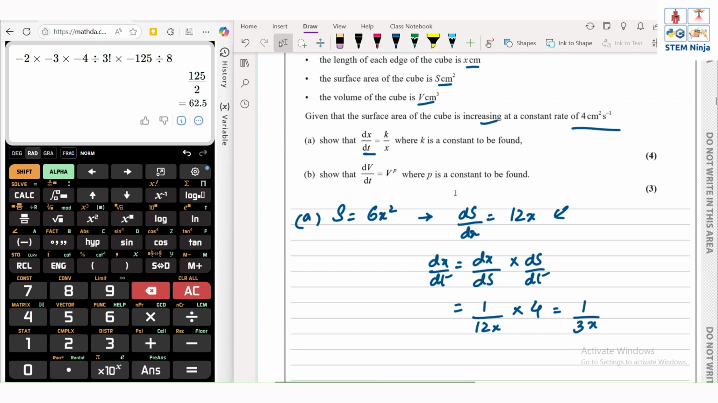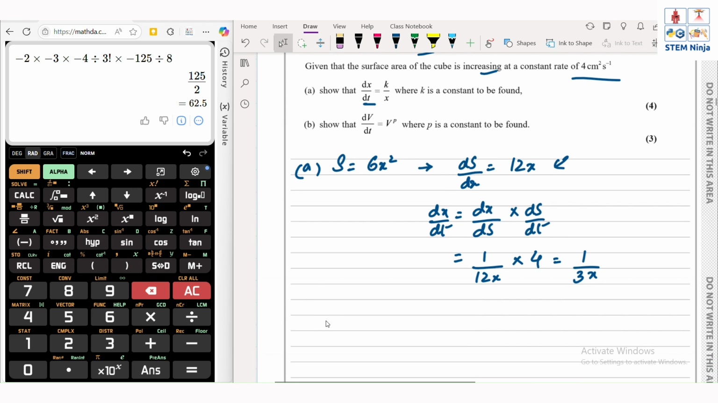Similarly, show that dV/dt is V raised to the power 2/3. Okay, so volume is simply x cubed. So that means dV/dx is 3x squared.